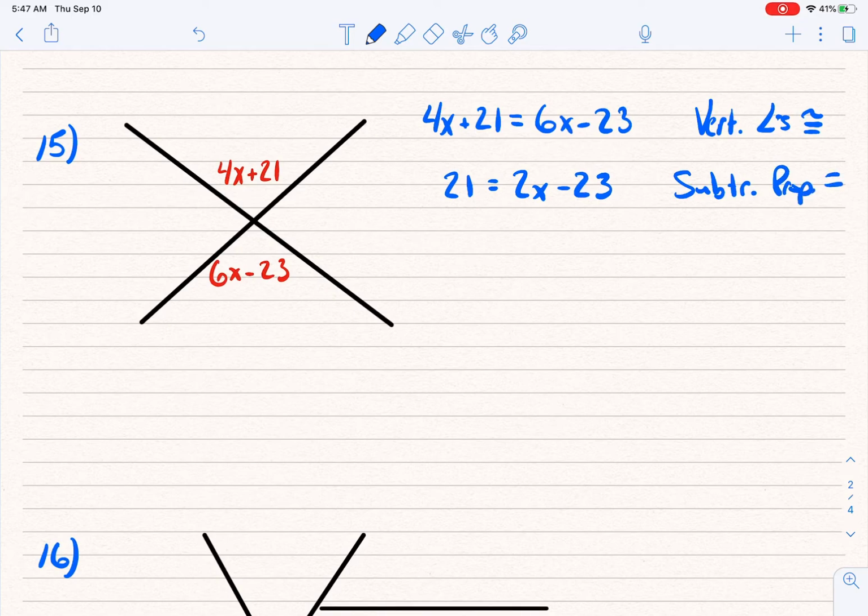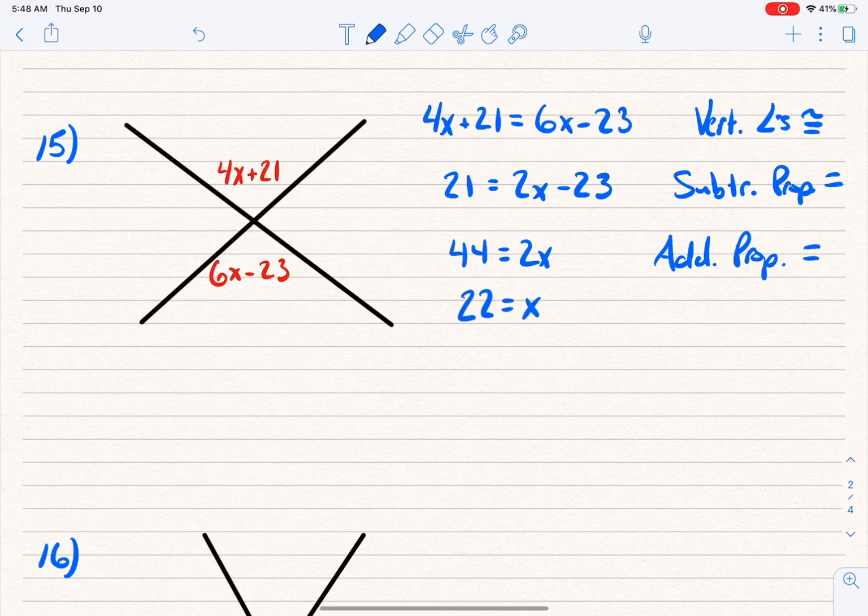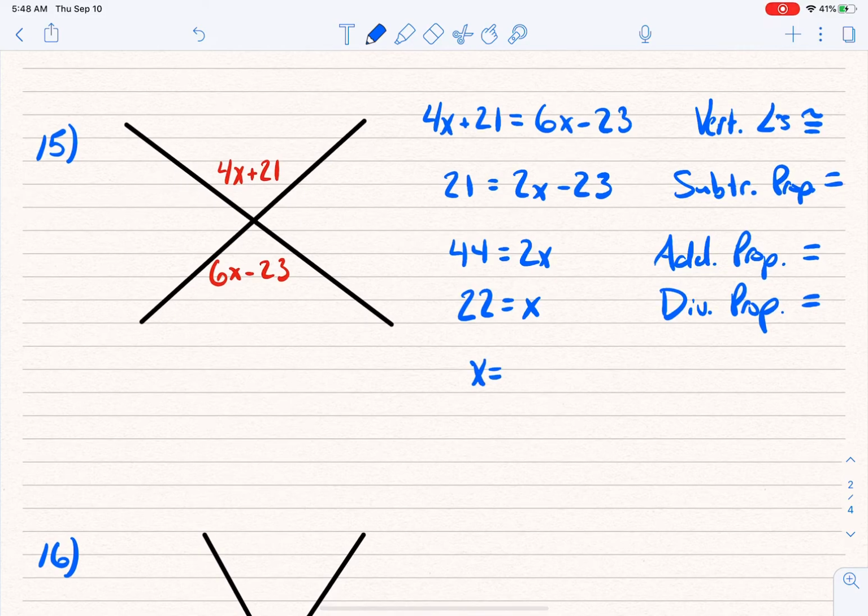At this point, I could add 23 to both sides and get 44 is equal to 2x. That's the addition property of equality. And then go ahead and divide both sides by 2, and that would give me 22 is equal to x. So that's the division property of equality. And lastly, if I wanted to be a super nerd, you could spin that around and say x is equal to 22. And that's actually the symmetric property. We talked about that. That's the symmetric property of equality.